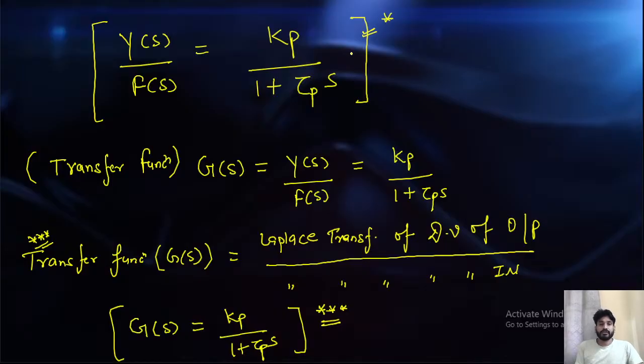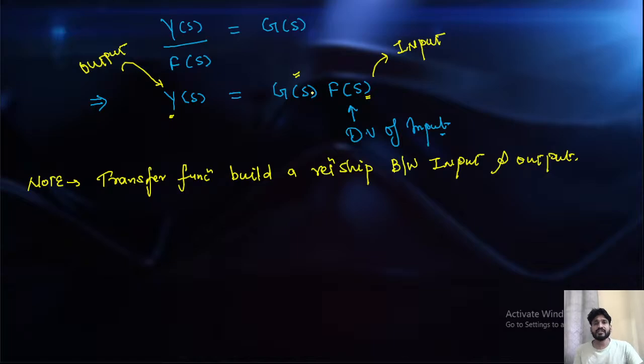The transfer function is the Laplace transform of the deviation variable of output divided by the Laplace transform of the deviation variable of the input. I don't remember the year, but you'll find a GATE PYQ based on this definition directly. The transfer function builds the relationship between input and output, so that for a particular change in input, I can tell how my output will change.